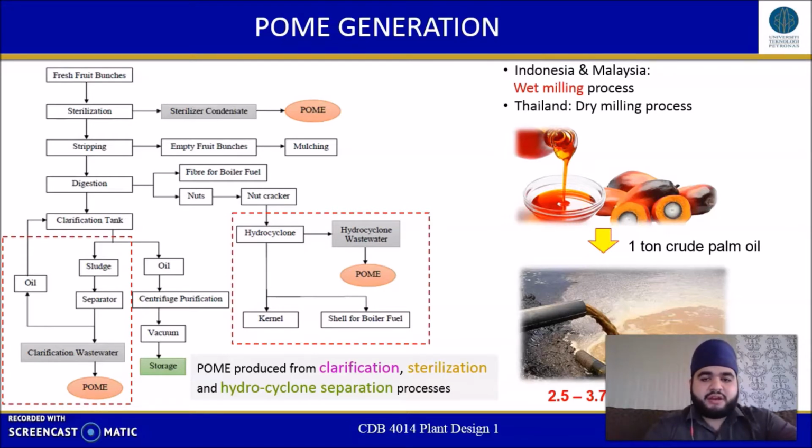This process is carried out to deactivate the hydrolytic enzymes that break down oil to free fatty acids, besides loosening the fruit from the bunch. This process produces the most wastewater when the steam condenses. Another process from which POM is produced is clarification.